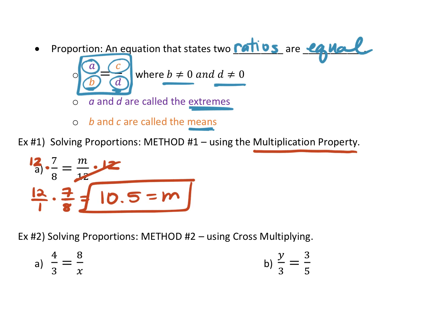Now here's the trick. If it was flipped over, 8 over 7 equals 12 over m, sorry. Then this is different, because now you can't multiply both sides by 12, because you get 144 on the right side. So when your variable's in the denominator, the multiplication property doesn't work quite as nicely, because now this is in the denominator and that's problematic, okay? Which is why I think most people just go toward method 2, because method 2 works the same way every single time, no matter the setup. Questions on the multiplication property?